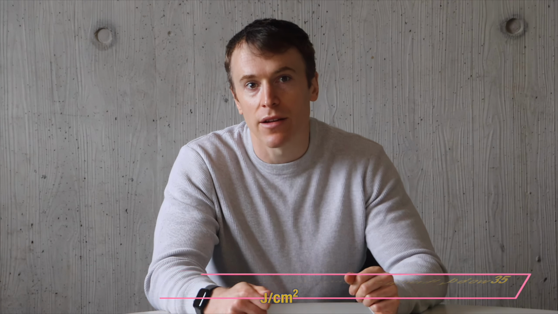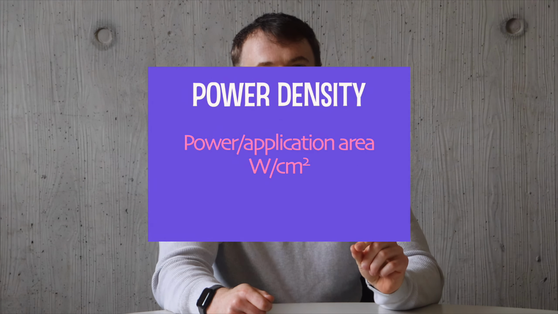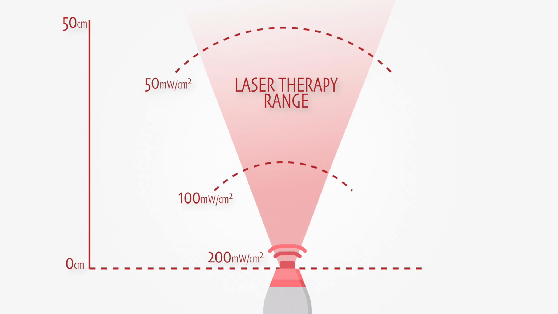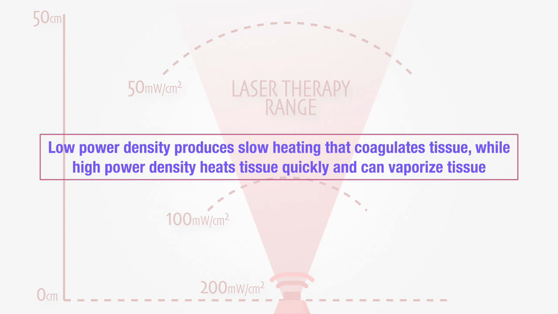Power describes the rate of energy delivery and is measured in joules per second, or watts. Power density, the power transmitted per unit area of cross-section of a laser beam, which is measured in watts per square centimetre, is inversely proportional to the square of the diameter of the spot size. In other words, energy applied over a small surface area means higher power densities compared with the same amount of energy applied over a larger surface area. Lower power density produces slow heating that coagulates tissue, while high power density heats tissue quickly and can vaporize tissue.